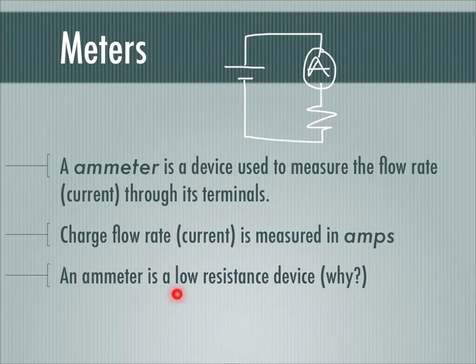Now I want this to be a low resistance device because I want this to measure flow rate. Well, if it's a high resistance, it's going to lower the flow rate. I don't want to affect the flow rate that I'm trying to measure. If I have a high resistance device, then I will not get the same flow rate in this meter that I would get if the meter was not in the circuit. So I don't want to affect the flow rate by measuring it.